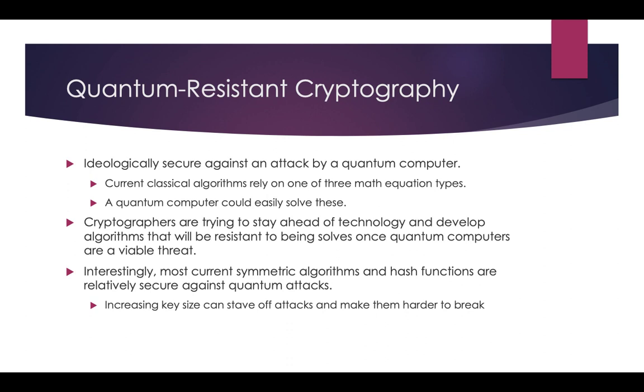This brings us to quantum-resistant cryptography. Ideologically, it's secure against an attack by a quantum computer. Current classical algorithms rely on one of 3 math equation types. These are integer factorization, discrete logarithm, and elliptic curve discrete logarithm problems. A quantum computer could easily solve these. Cryptographers are trying to stay ahead of technology and develop algorithms that will be resistant to being solved once quantum computers are a viable threat. Interestingly, most current symmetric algorithms and hash functions are relatively secure against quantum attacks. Increasing the key size can stave off attacks and make them harder to break.